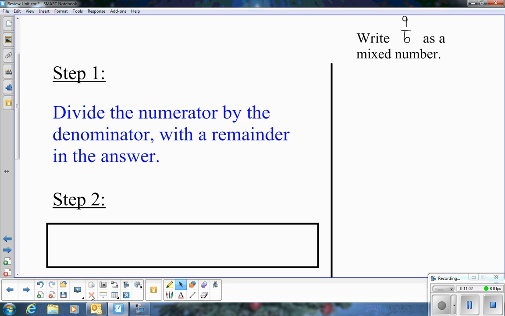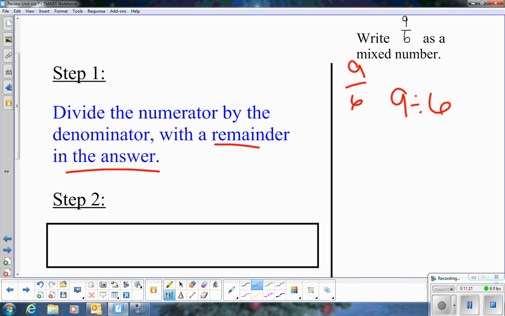Divide the numerator by the denominator with a remainder in the answer. This is one of the few times when you're still going to get to do the remainder. Remember that a fraction is essentially a division problem. That is really 9 divided by 6. Because you're saying, I have 9 things, and I'm going to put them in groups of 6. How many 6s go into my 9? Well, 1, with a remainder of 3.